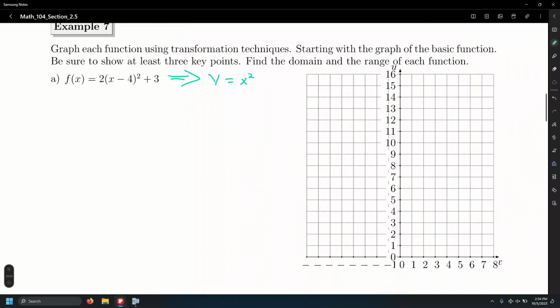And we know the y equals x squared goes through (0, 0), (1, 1), (2, 4), (3, 9), and (4, 16). And then (-1, 1), (-2, 4), (-3, 9), (-4, 16). All right. Let's go about drawing that parabola.